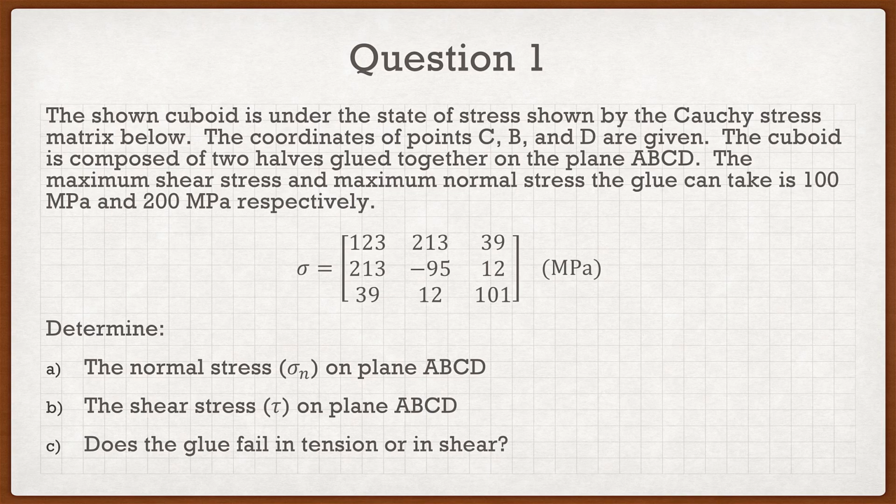Once we get our normal stress and our shear stress, we can compare them to those limits, and then we can answer part C, which says, does the glue fail in tension or fail in shear? If they both exceed those limits, then it fails in both tension and shear. If it just exceeds the limit in shear but doesn't fail in tension, then it just fails in shear, etc. So it's not too bad. The key here is getting the normal stress and the shear stress.